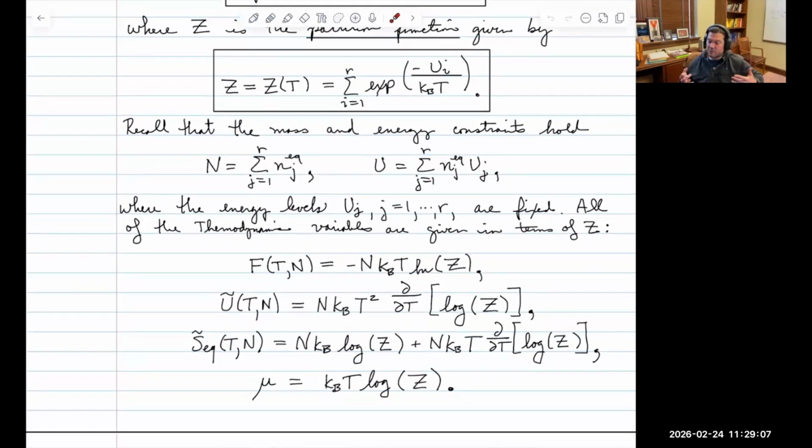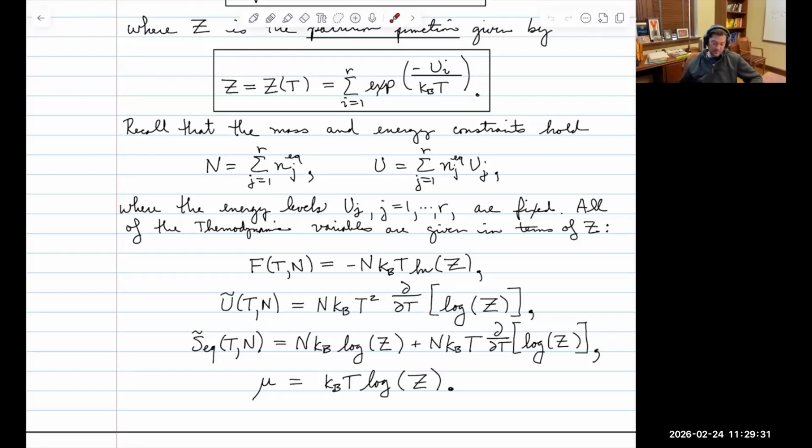The only way that the total energy can change is for the particles to redistribute themselves amongst the energy levels. These things are set in stone already. So you might ask yourself, well, what happens in the case where there are an infinite number of energy levels? They're still discrete, but there are an infinite number of them. This happens all the time in quantum mechanics.